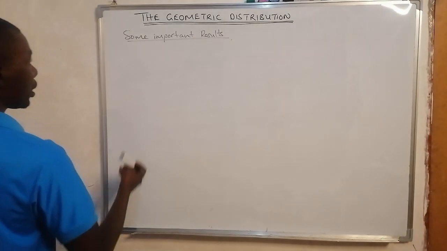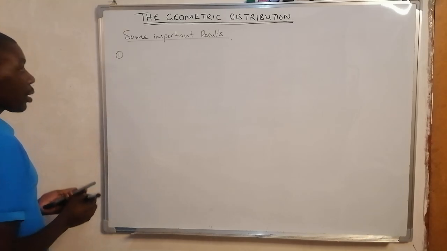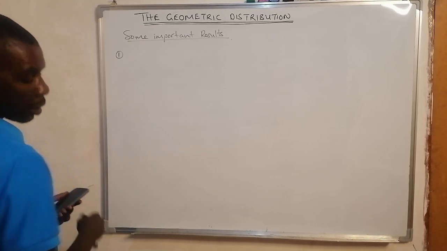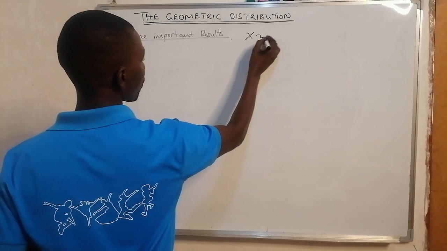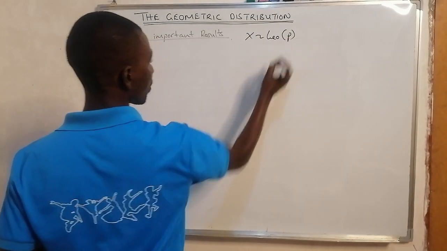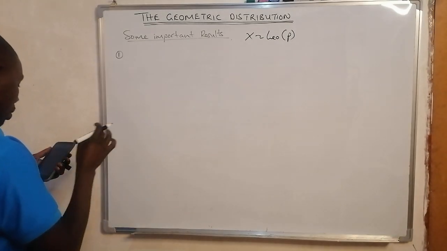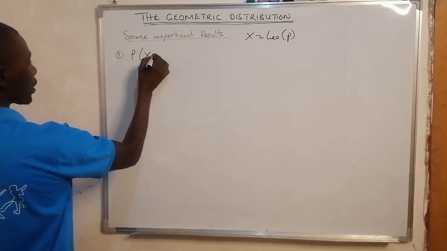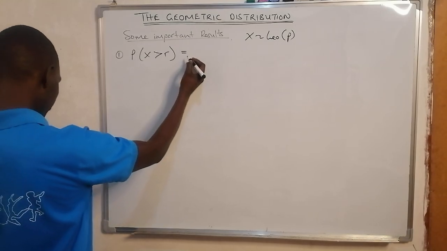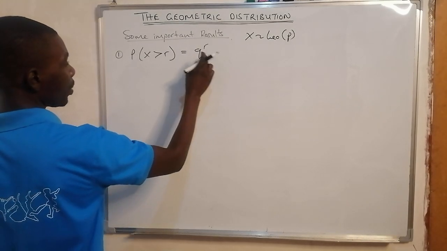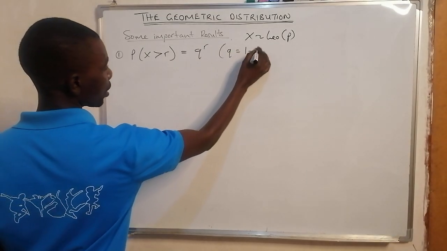Right, result number one. Let's say x follows a geometric distribution with probability of success p, right? Result number one, if we want P of x is greater than r, that will be q to the power r. Remember, our q is 1 minus p.